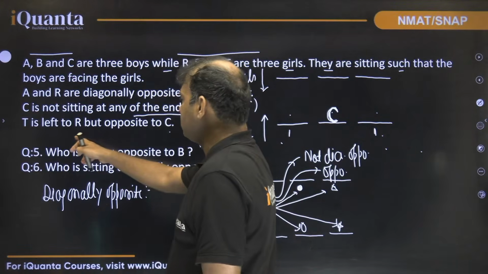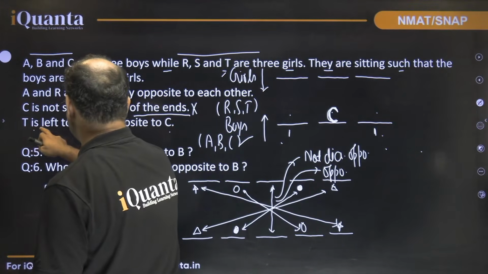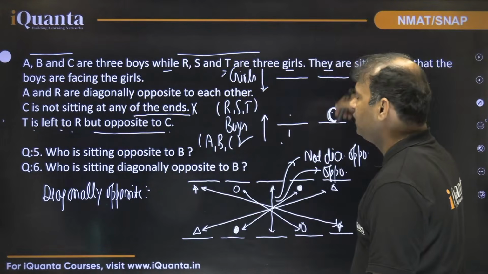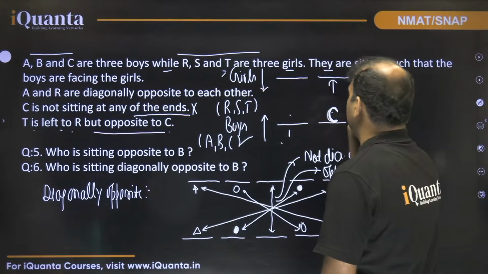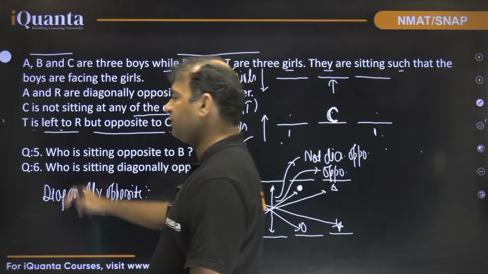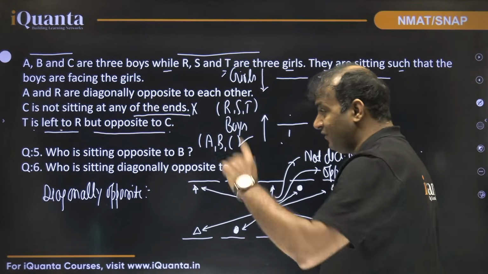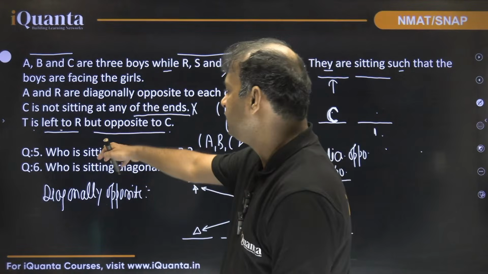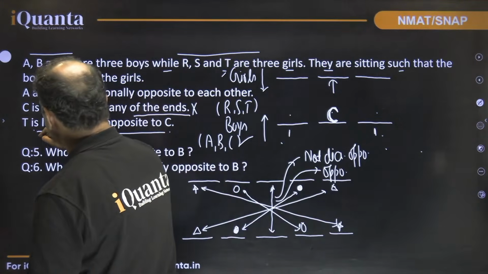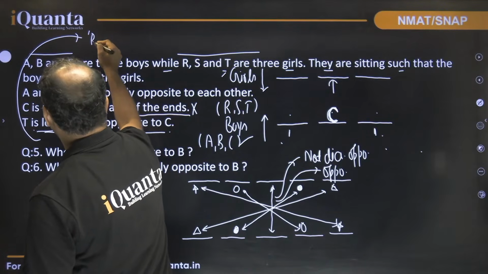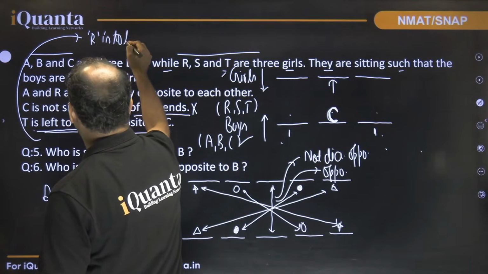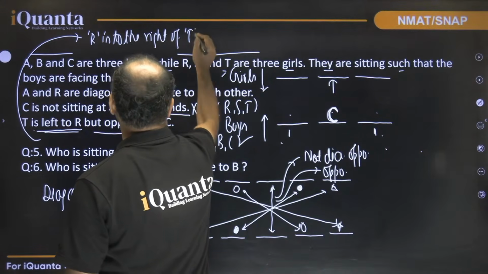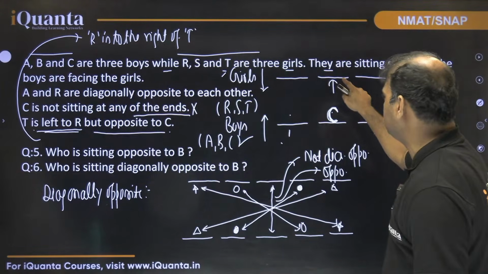Now in the third point they are saying that T is left of R but opposite to C. Opposite means this. So T is opposite to C, and they are also saying T is left of R. Remember, in the first set I told you that if X is left of Y, then Y is to the right of X. Same thing we can use here. If T is left of R, we can say vice versa, that R is to the right of T. Why are we doing like this? Because in the arrangement right now we know the place of T.